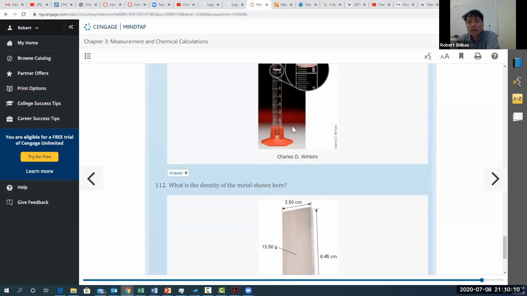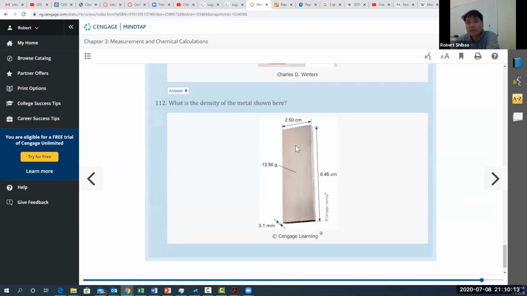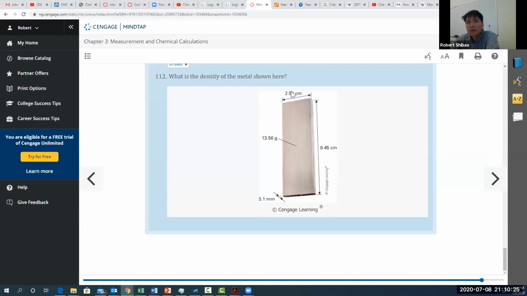Okay, measurement, we did that. The density here, we need the volume. We can calculate the volume. It's length times width times height. Here's the mass over the volume. I'm just going to do it.